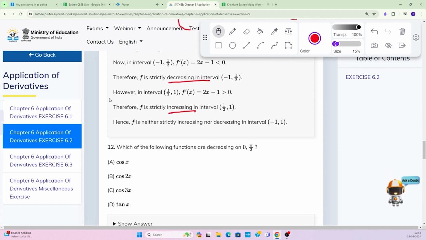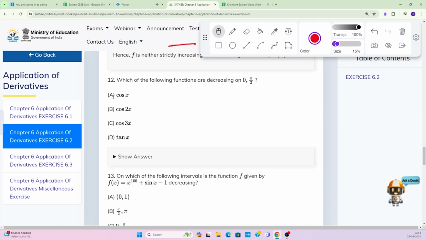Okay, let us move to the next problem, problem number 12. Now problem 12 says, which of the following functions are decreasing on this interval? Okay, let's see. We want the open interval 0 to pi. If you want to see from the graph, you can see from the graph. If you want to see from the derivative, you can also see from the derivative.